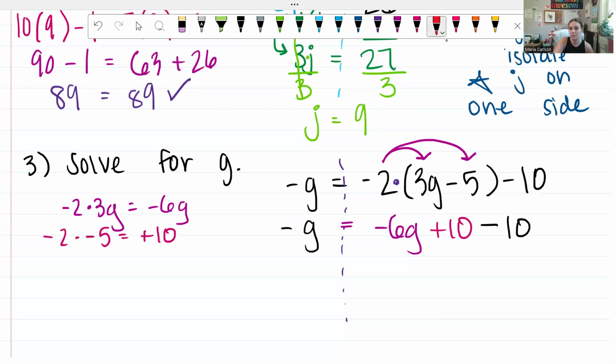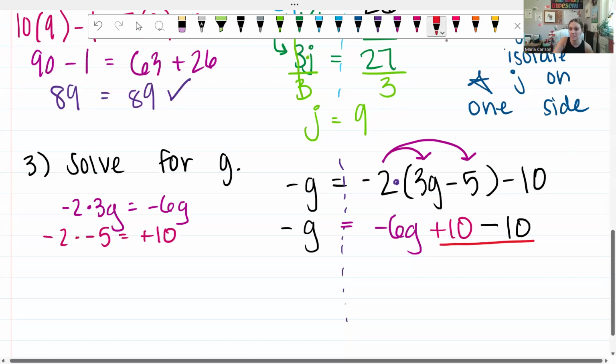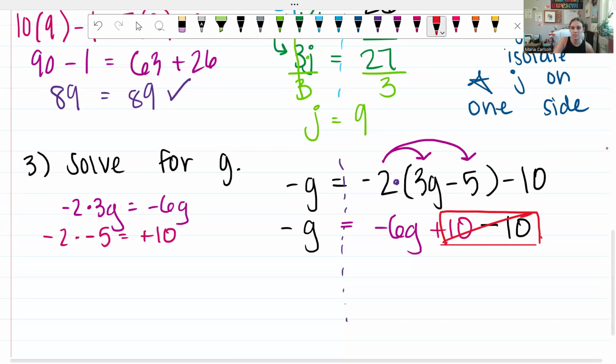Now, I really hope y'all notice this plus 10 and this minus 10. These are just going to cancel each other out to 0. So I have negative g is equal to negative 6g. And I really just need to get g all by itself. So I'm going to move one of these over. It does not matter which one. I'm going to go ahead and move over the negative 6g.